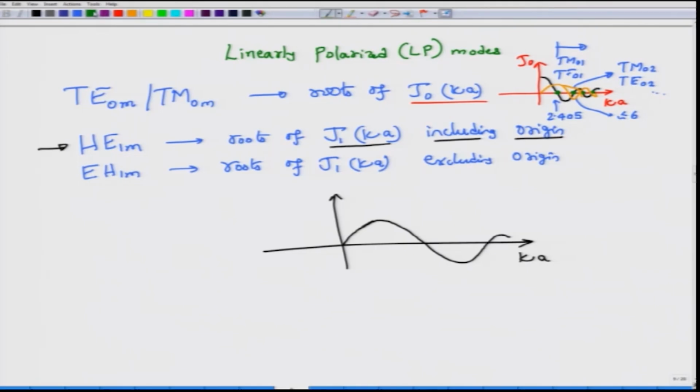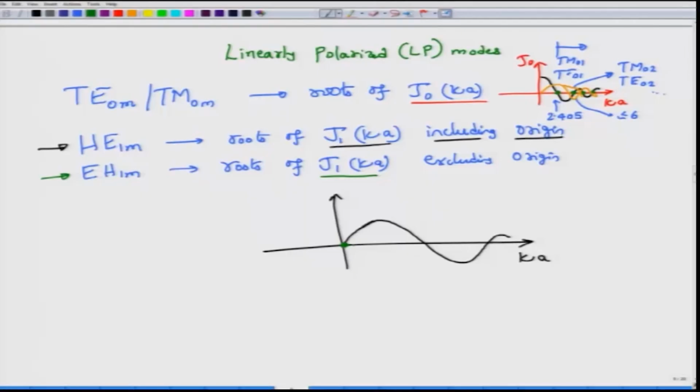Okay. The roots of Bessel function J0, the first root occurs at 0 itself, okay, and for HE11 that is actually allowed. Okay. However, the roots of EH1 modes also are the roots of the Bessel function of order 1 itself. So, you would expect that EH mode also to be present here, but unfortunately that is not the case.